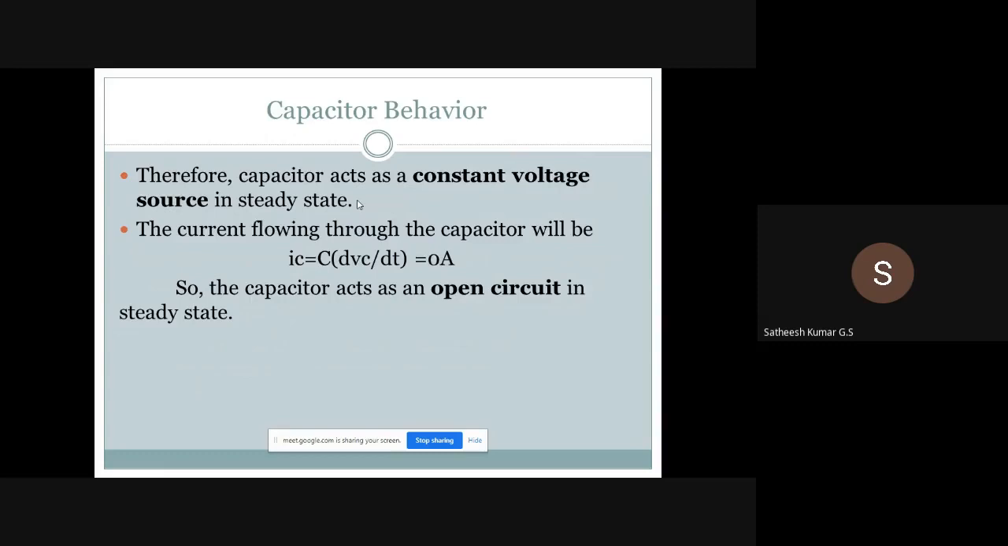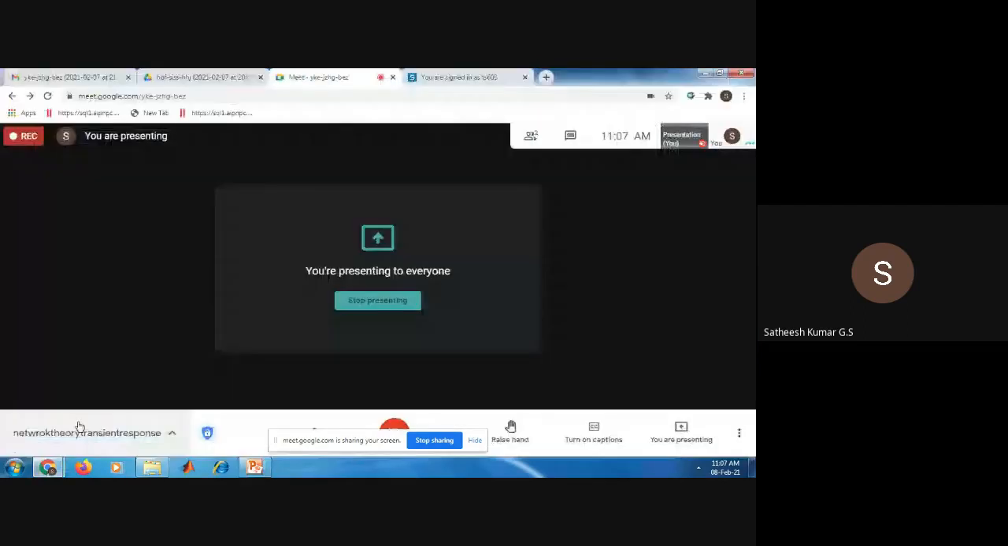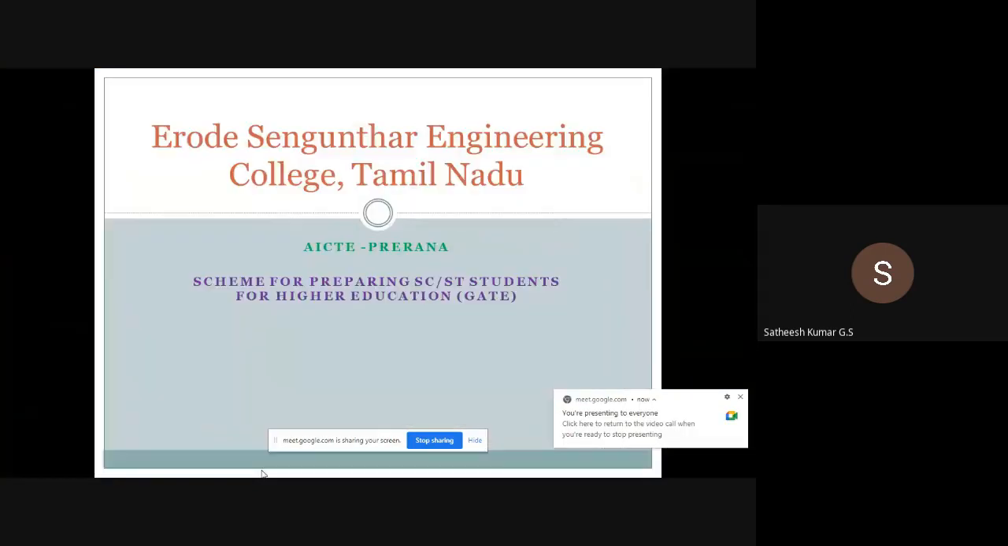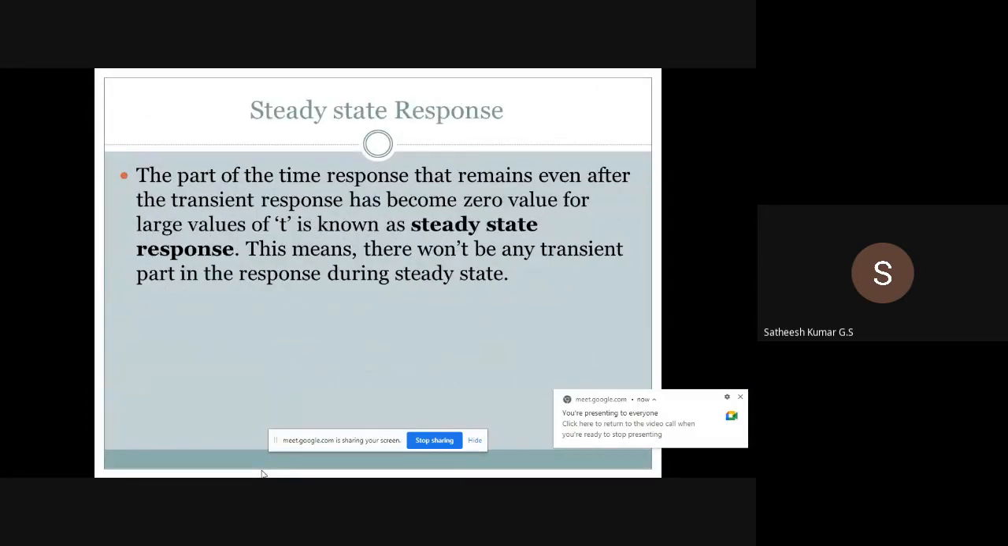So what is the current? IC equals C dVc/dt. The current will be zero. If the current in a circuit is zero, what is the condition of the circuit? It will be an open circuit. So the capacitor acts as an open circuit in a steady state, right? Okay. The capacitor will act as an open circuit in a steady state.